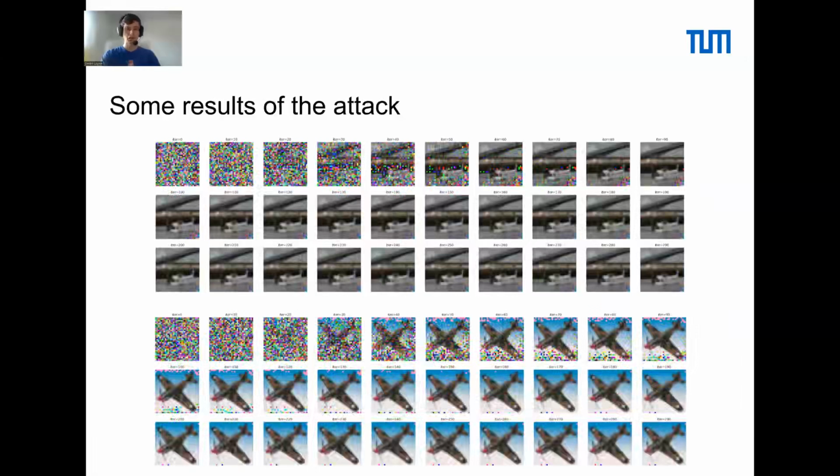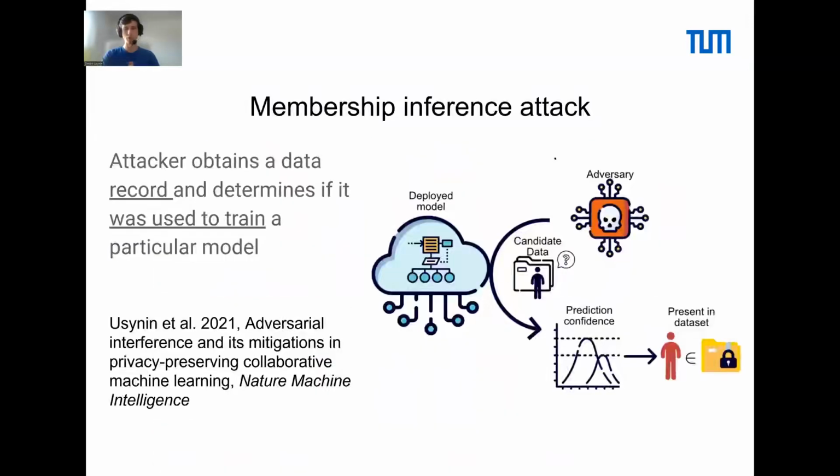The results of this attack are pretty impressive. Within 40 or 50 iterations, you can already get not just the outline of what the training data looks like, but in some cases the exact reconstruction of the image used to train the model.